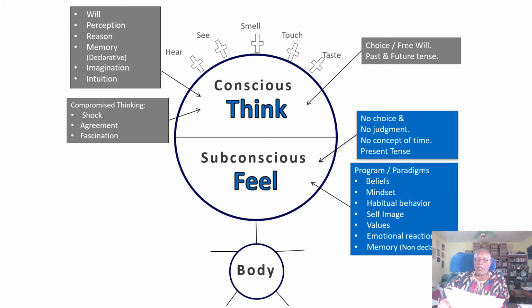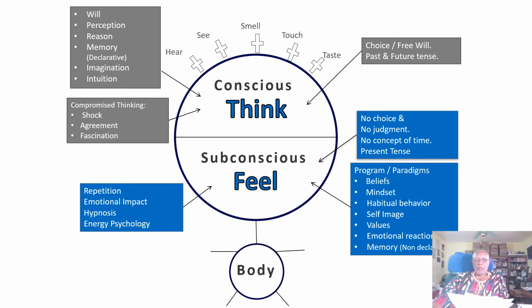The subconscious mind cannot make choice or judgment, has no concept of time, and only exists in the present. It can be affected by emotional impact, such as tragedy, hypnosis, or the act of repetition. The smaller circle representing the body is where the doing action takes place based on how the subconscious mind is programmed. This leads to our results that are manifested in our environment.